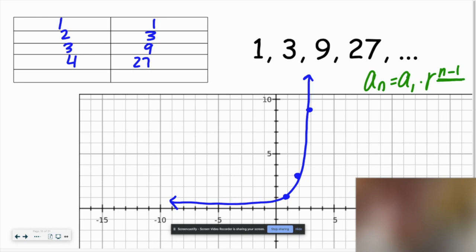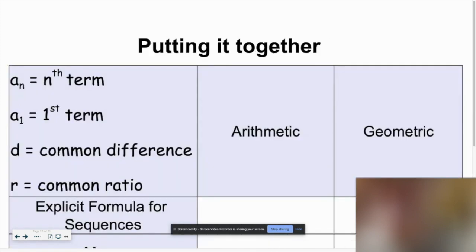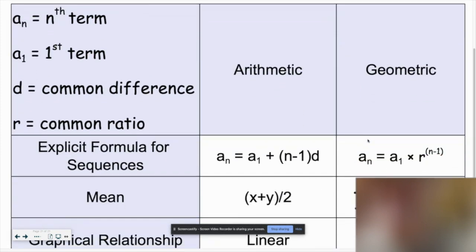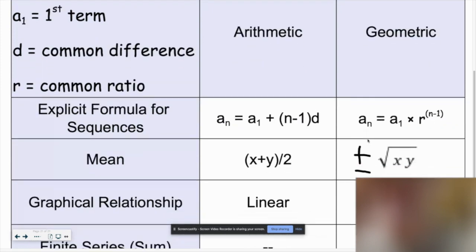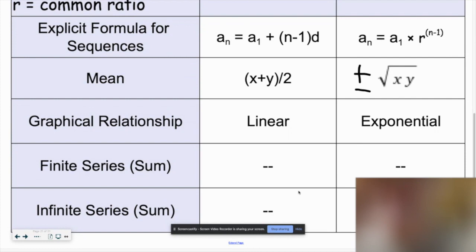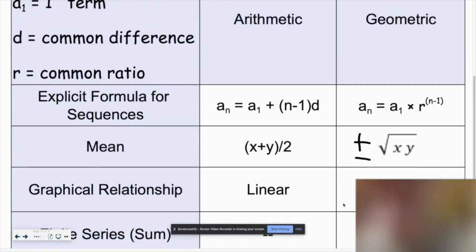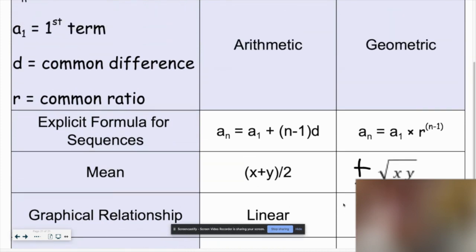So let's put it all together. With arithmetic and geometric, we're looking at the 2 different formulas. We're also looking at the means, our graphical representation, and then we're going to look at our finite and infinite sums when we start talking about series. So again, if you are someone who needs a graphic organizer of some sort, pause it, go ahead and write all this stuff down.